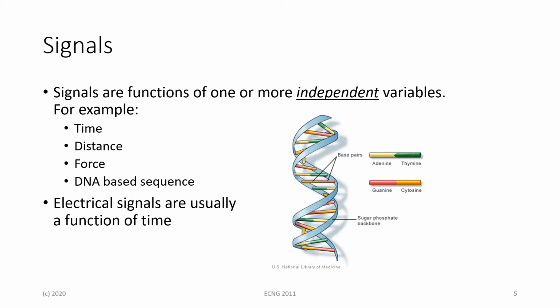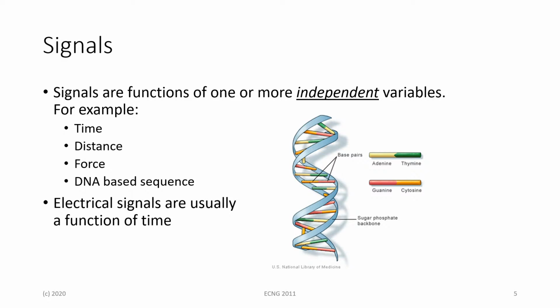So, like I said in the previous slide, signals are basically functions of one or more independent variables, and they don't always have to be categorized by one independent variable. You may have a signal that represents distance, time, and force all together, or a signal that just represents time and distance. So it's not always limited to just one independent variable. It can be multiple independent variables for these signals.